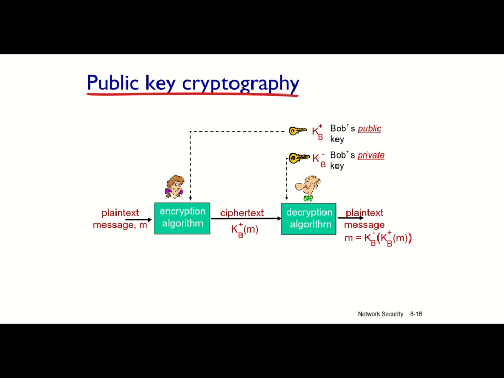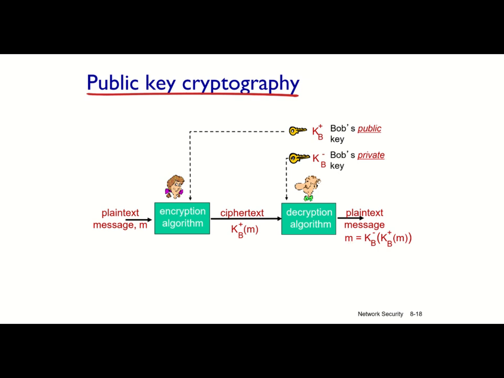But when Bob receives the ciphertext, he wants to decrypt it, right? To get the plain text that Alice intended to send him. So when Bob wants to decrypt the ciphertext, he applies his private key, which is only known to himself, to retrieve the plain text.